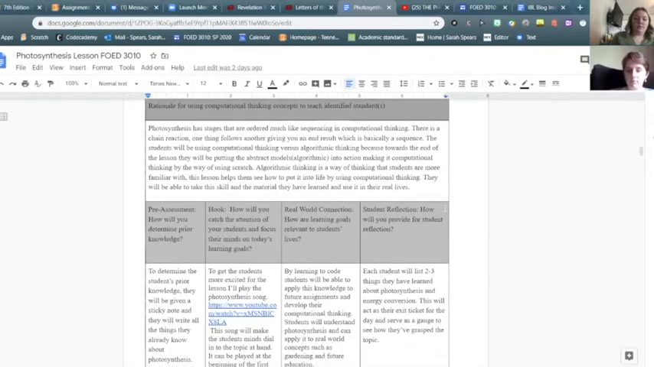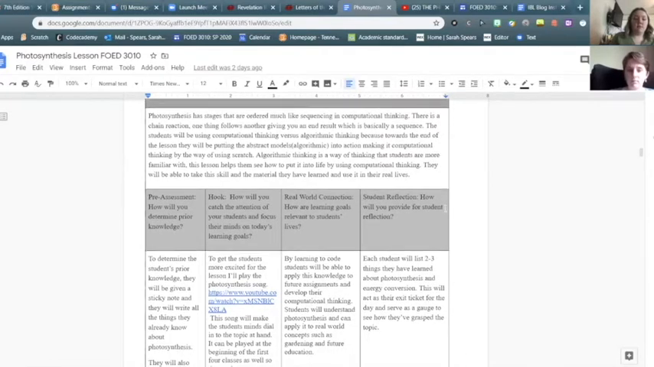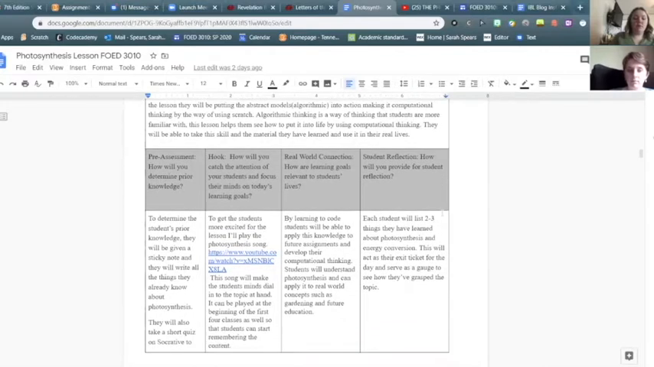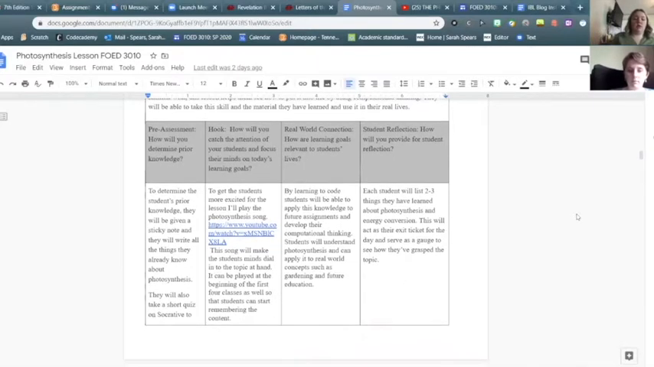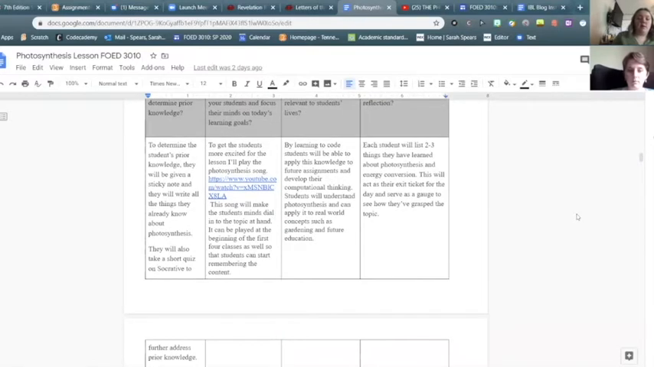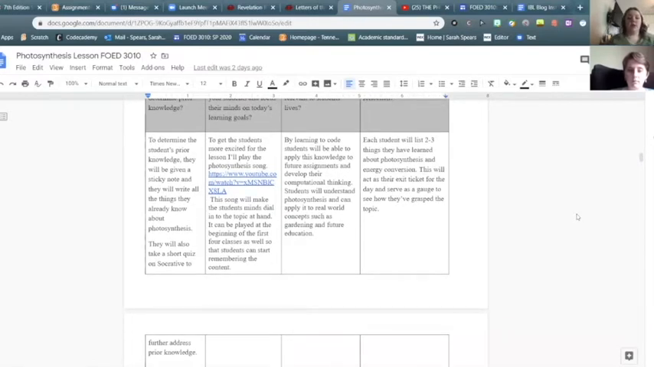So moving on into our pre-assessment, we're going to determine their knowledge by giving them a sticky note, and they can write all the things they already know about photosynthesis. They'll also take a short quiz on Socrative to give us a basis on how much we need to address and how much time we'll need to spend on certain topics that they may or may not already know.